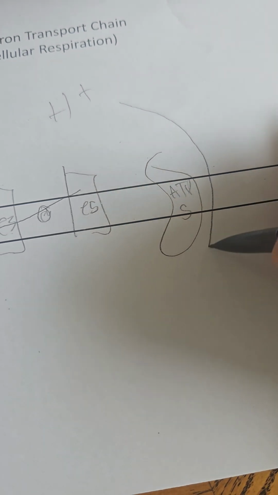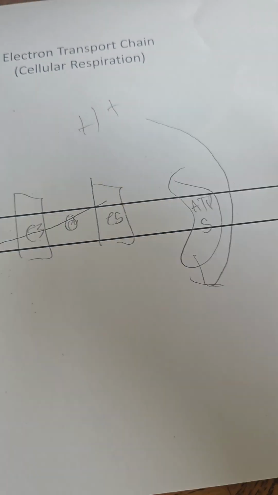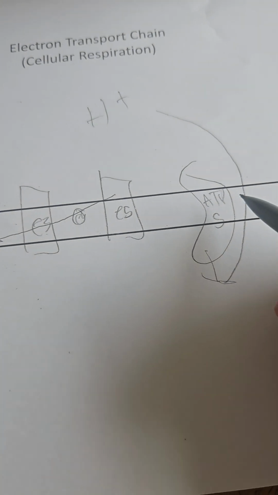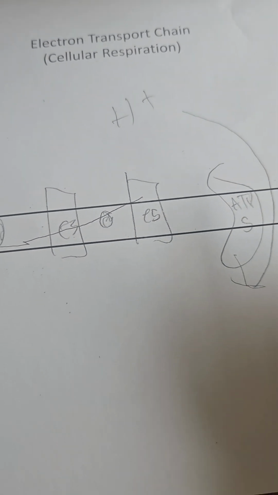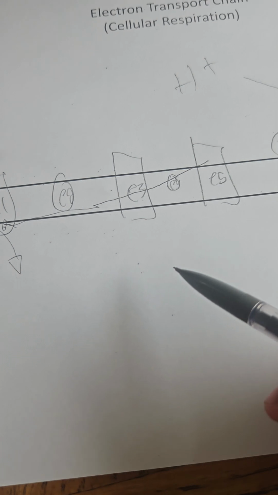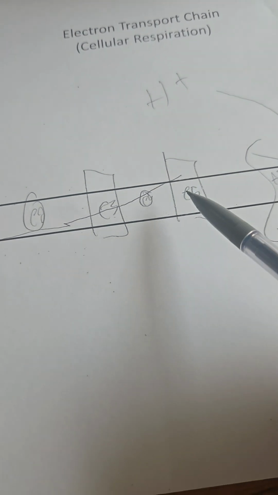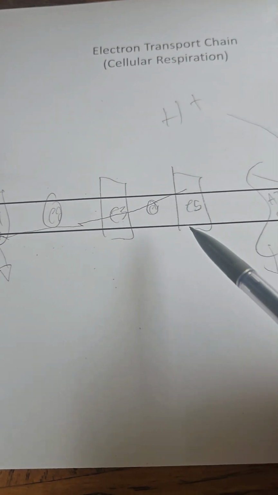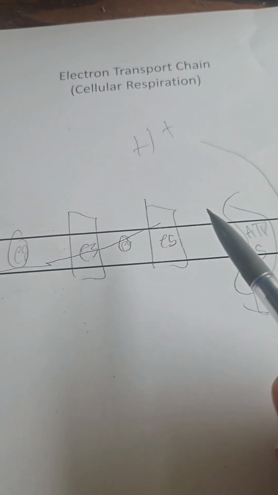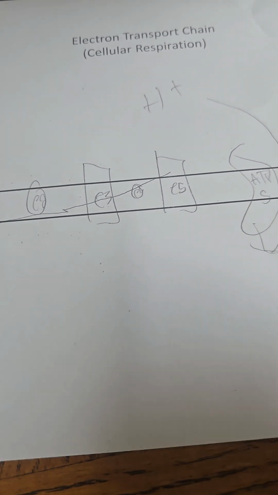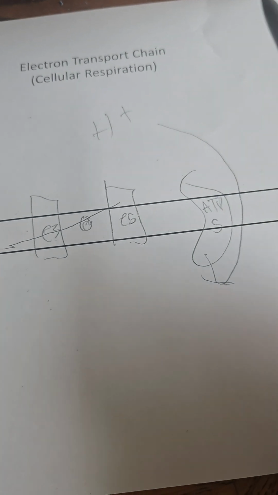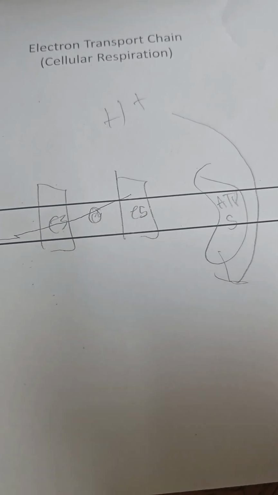Those H ions need to return to the matrix, but they can only do so by flowing through the ATP synthase, and this is called chemiosmosis. This flow activates the enzyme, which then phosphorylates 3 ADP plus 3 Pi into ATP molecules, while O2 is the final electron acceptor. It combines with 2 H ions and electrons to form H2O, water.